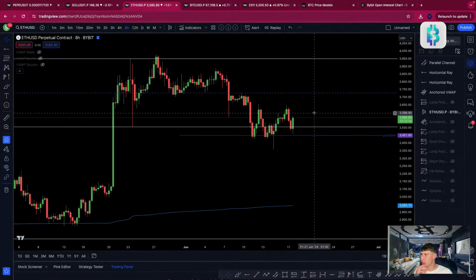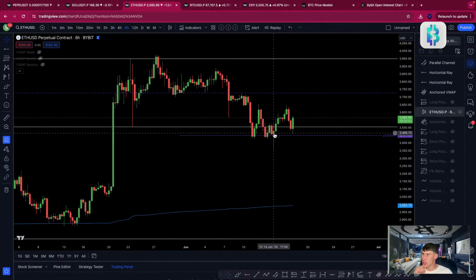Ethereum, let's take a quick look at Ethereum. So there was actually a long trade on Ethereum here. I didn't take it because Bitcoin wasn't looking too good, and it was on a Friday afternoon as well, so I wasn't really interested in it.